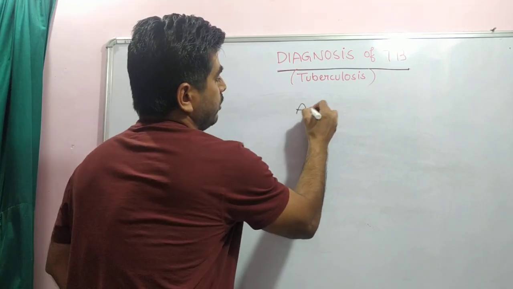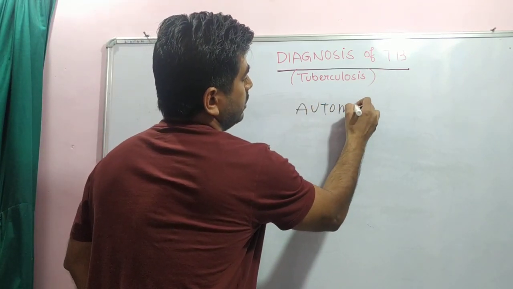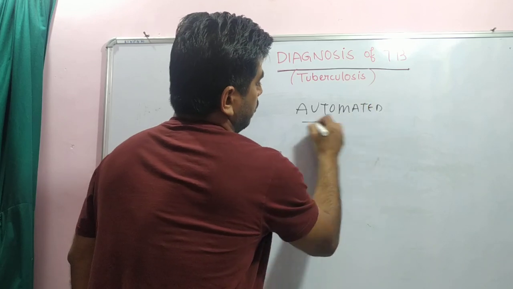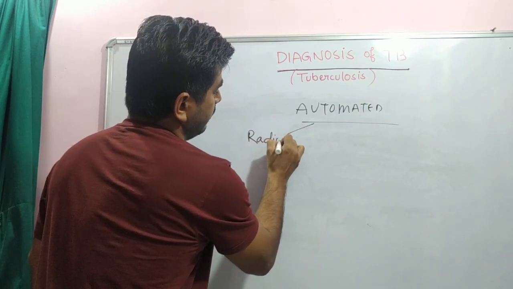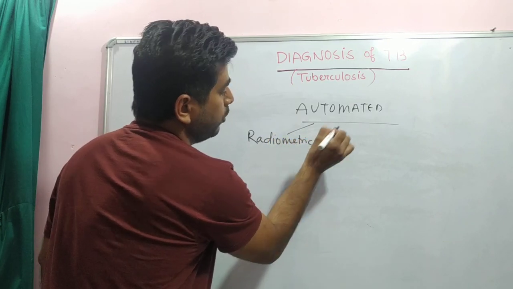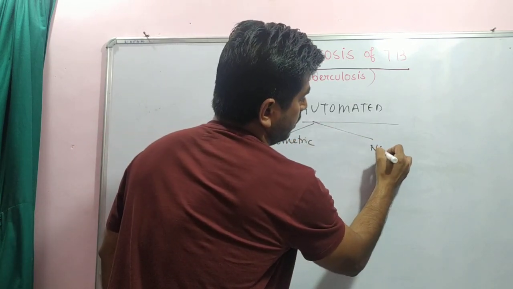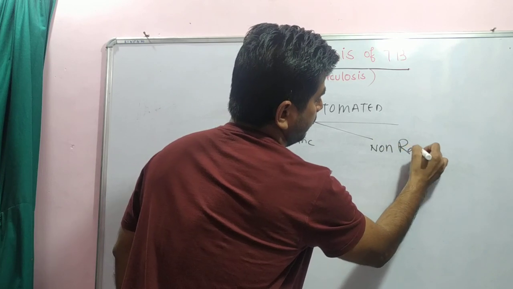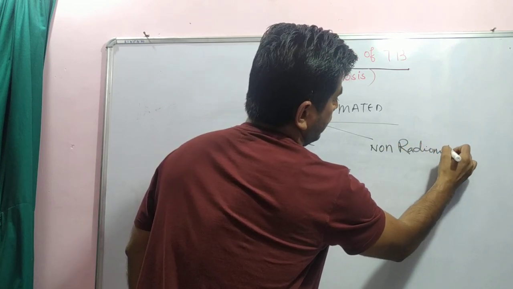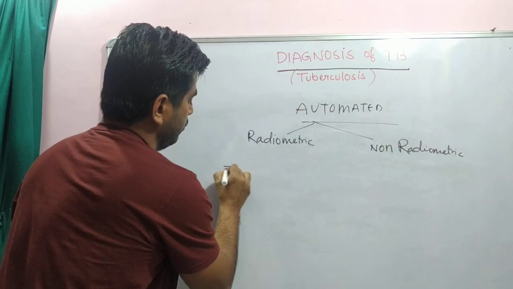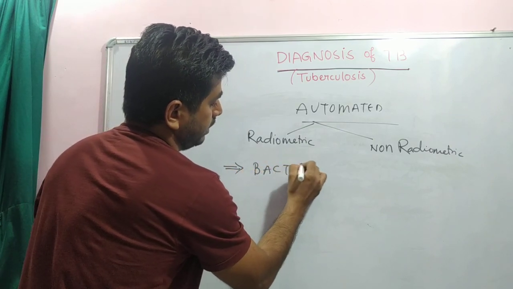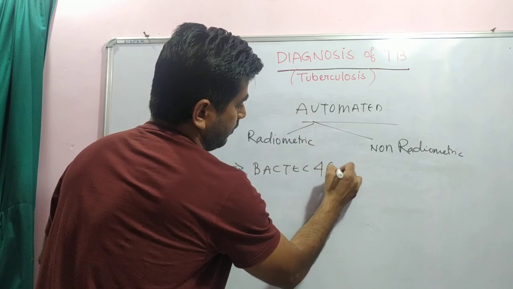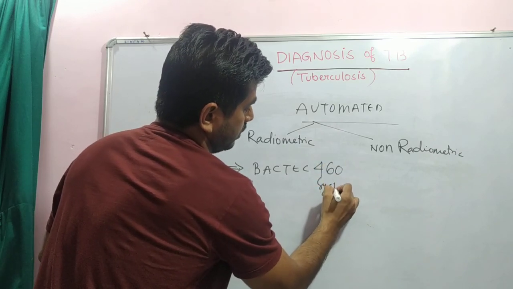Coming to the automated system of TB diagnosis, there are two important systems. One is the radiometric system, and another is the newer non-radiometric system. In radiometric, we have an important test called BACTEC, the BACTEC 460 system.